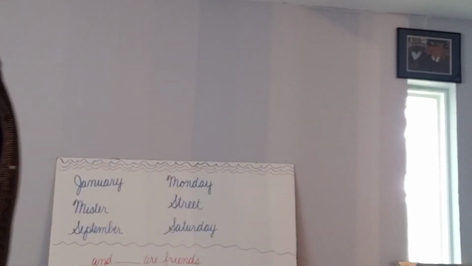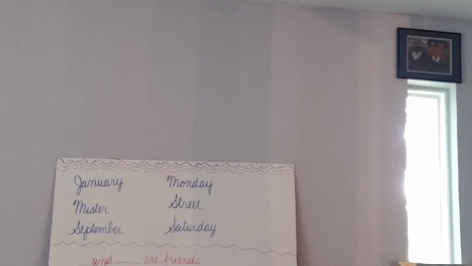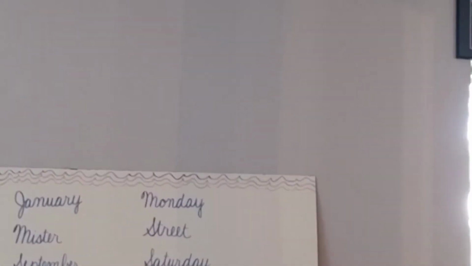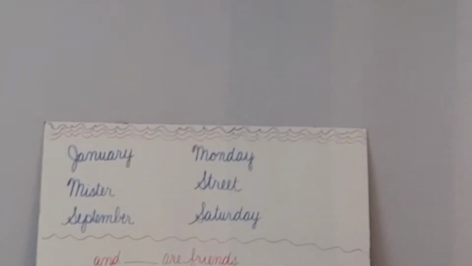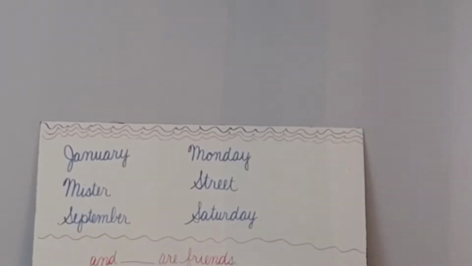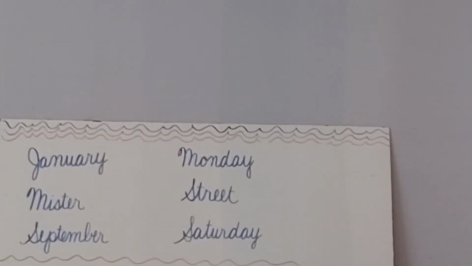And what you are going to do with those words is you are going to abbreviate them, okay? So you're going to abbreviate January, Mr., September, Monday, street, and Saturday. So stop the video here so you can do your abbreviations. And you can see the words January, Mr., September, Monday, street, Saturday, and abbreviate those words.